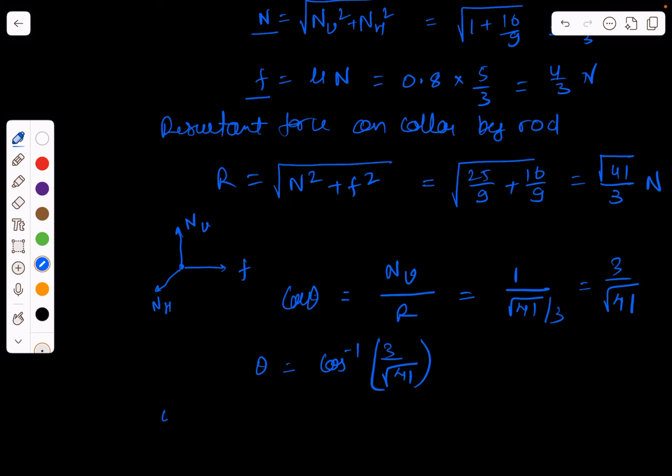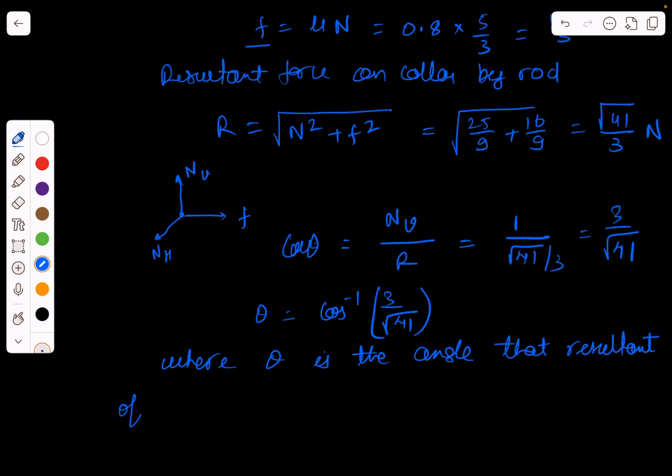where theta is the angle that the resultant of all contact forces makes with the vertical.